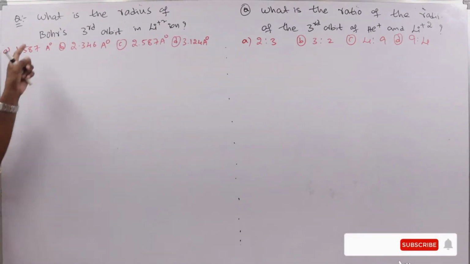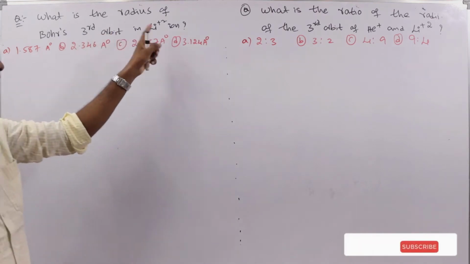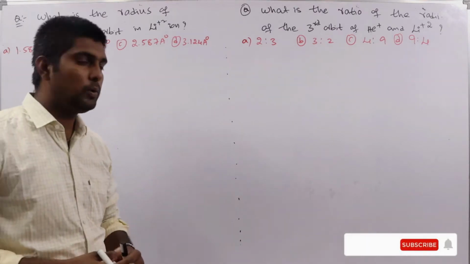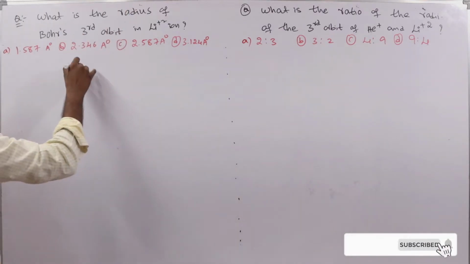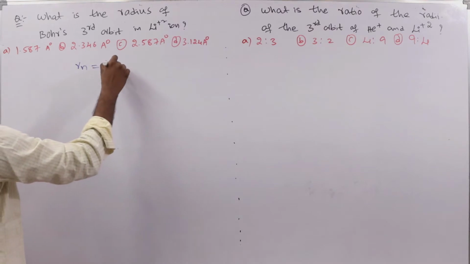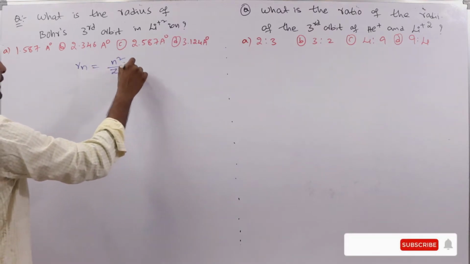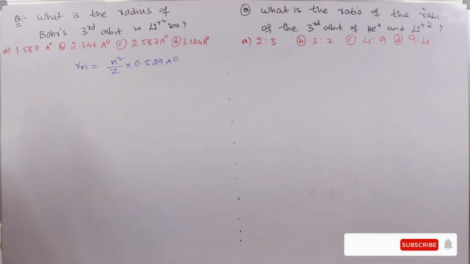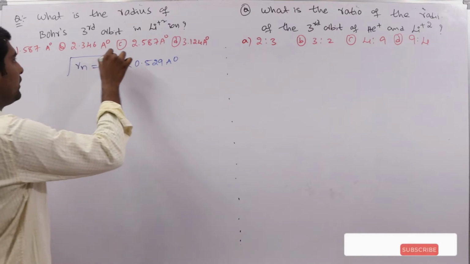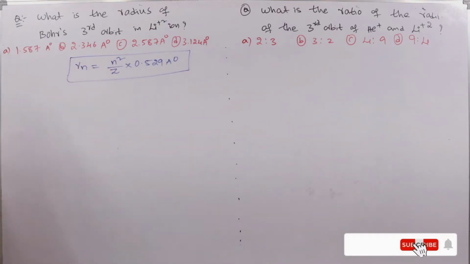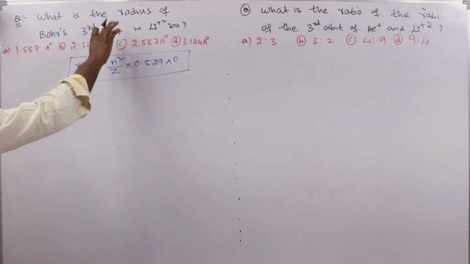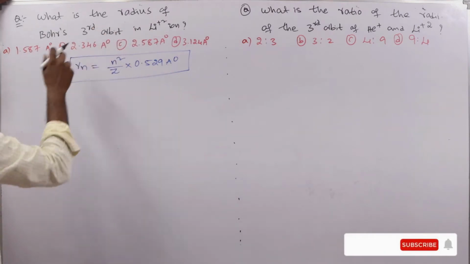So the first one is, what is the radius of Bohr's third orbit in lithium plus 2 ion? First of all, we have to remember the formula for radius. What is the formula? Rn is equal to n square by z into 0.529 angstrom. So this is the formula to calculate radius. Here, what is n? Number of the orbit. What is z here? Atomic number.